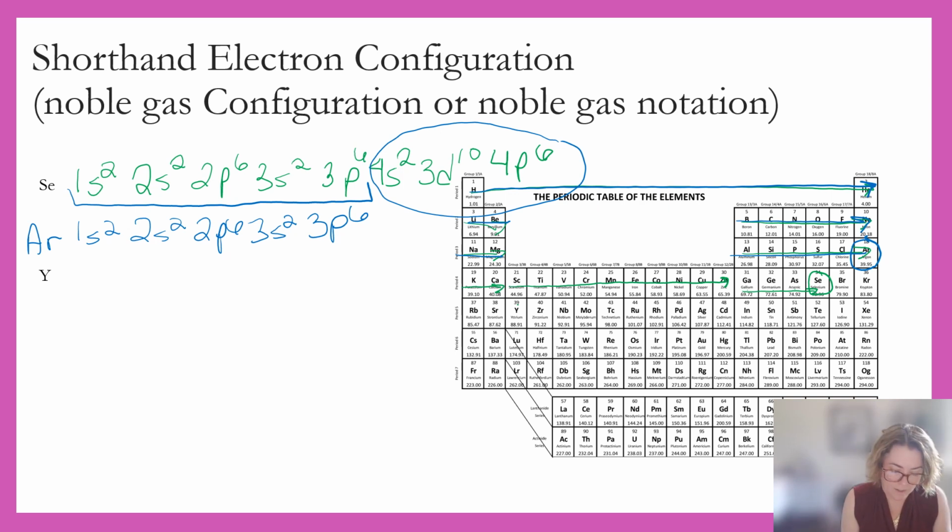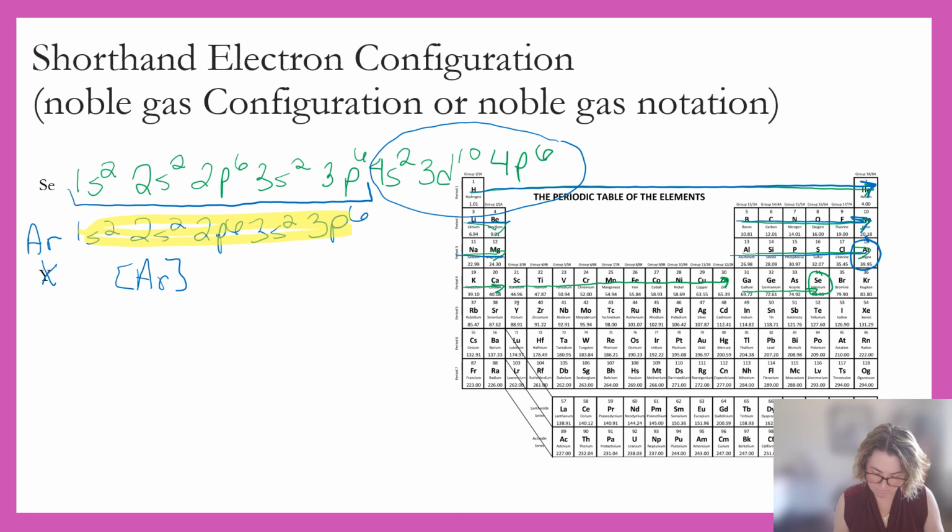So I'm just going to cross off my yttrium to give me a little bit more space. My shorthand noble gas configuration is going to be the following. I'm going to write argon in brackets, and that argon in brackets represents all of this. So my configuration is going to be argon in brackets followed by 4s2, 3d10, 4p6.